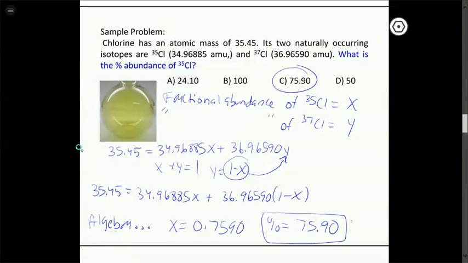Okay, so that would be choice C in this multiple choice example. Alright, so there's really only one equation you have to worry about, or I guess two if you want to consider this relationship between the abundances. But those are two typical types of problems.